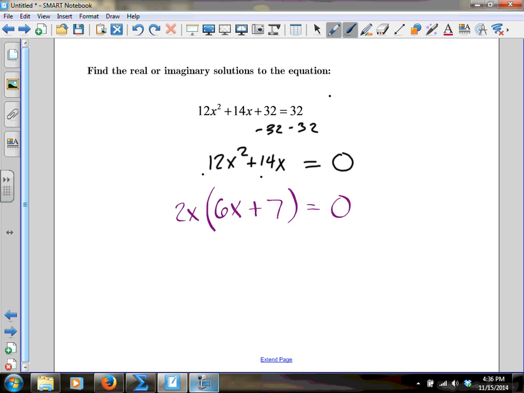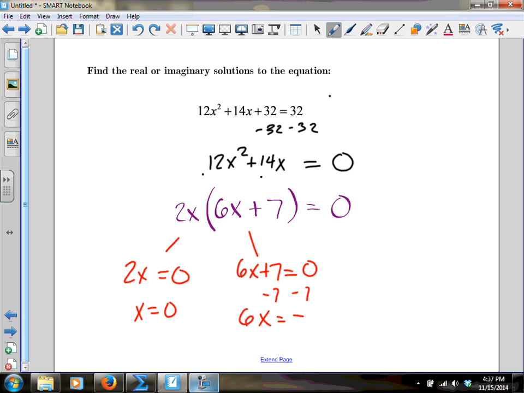Now remember, we've got an instance of the zero product property here. We're trying to say to ourselves, how would 2x equal 0? Well, that one's pretty simple. X equals 0. And how would 6x plus 7 equal 0? A little bit more complicated. I would subtract 7 from both sides. I would say, how do I make 6x equal -7? Well, I have to divide by 6. And that's going to happen when x equals -7/6.